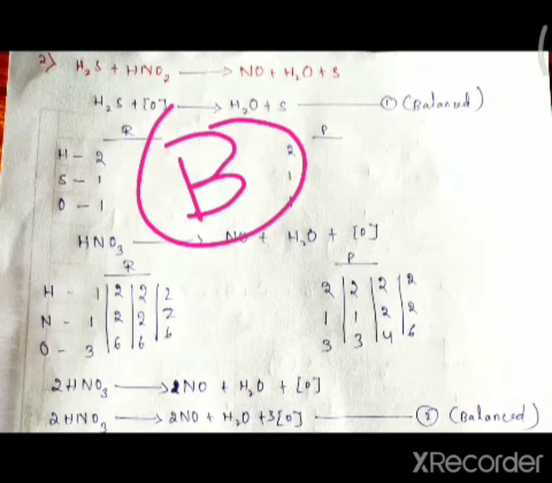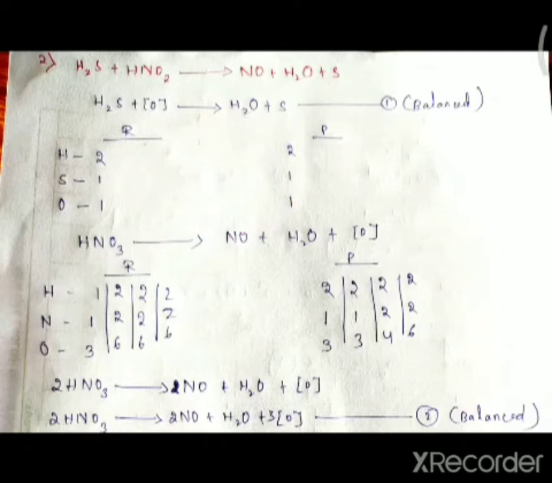Okay. Then the next part is nitrous acid. It will give NO, water and nascent oxygen. So, is this balanced or not? Let's check. If it is not balanced, then we will balance it.